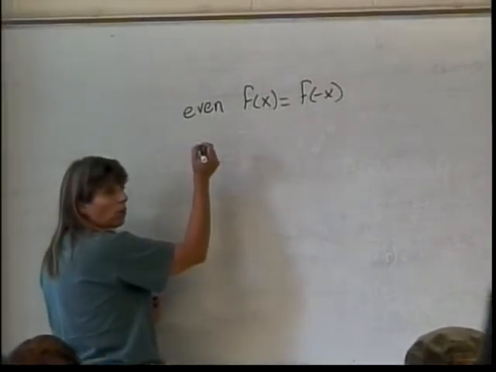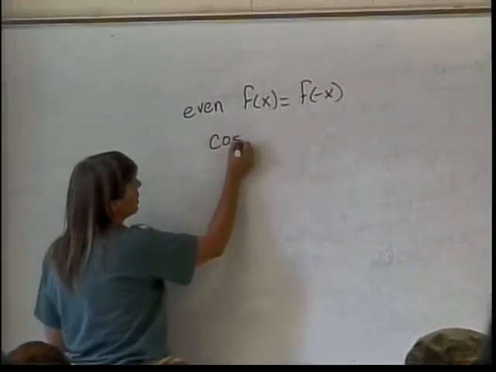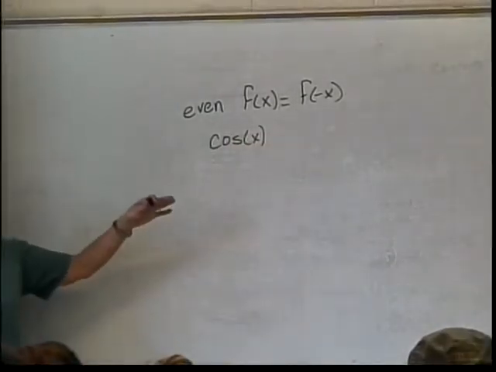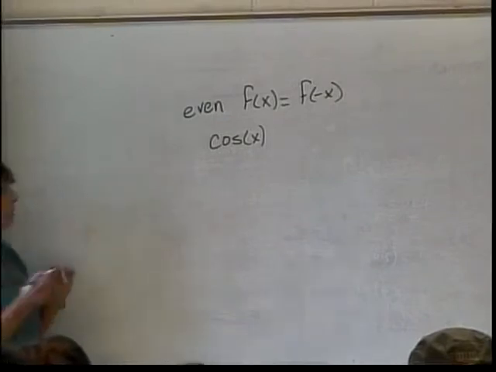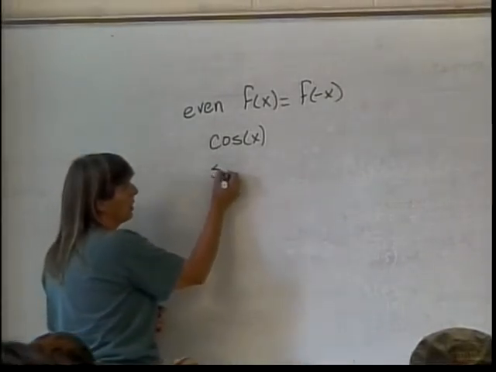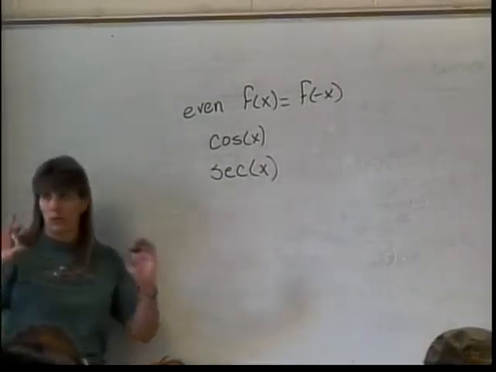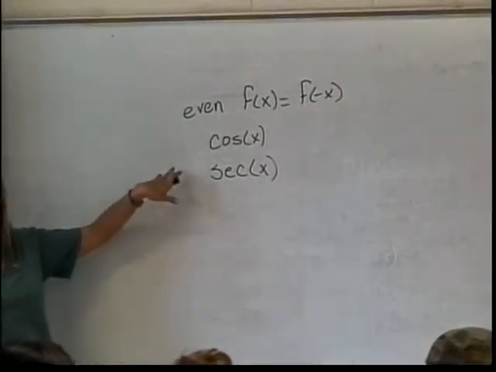Cosecant? Cosine? So the cosine of x was an even function. Well, if the cosine's even, what other one's going to have to be even? Secant, because it's just 1 over this, so that's not going to change whether or not it's the same on both sides of the x-axis. It'll match up. Any others?